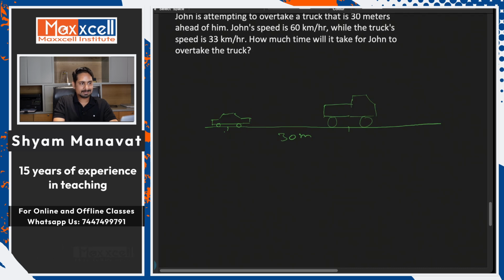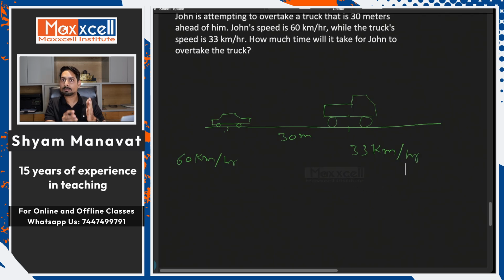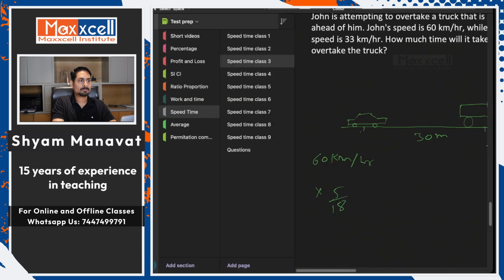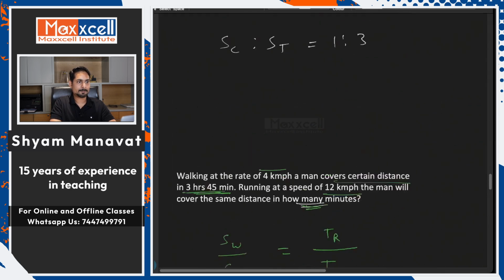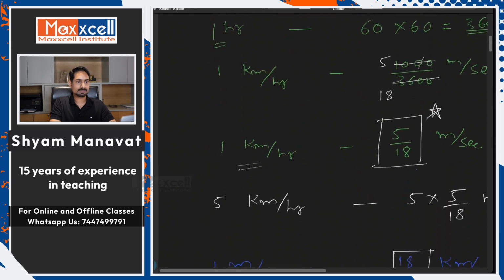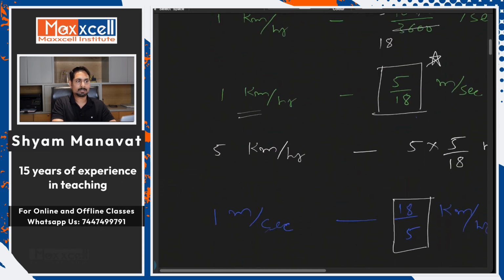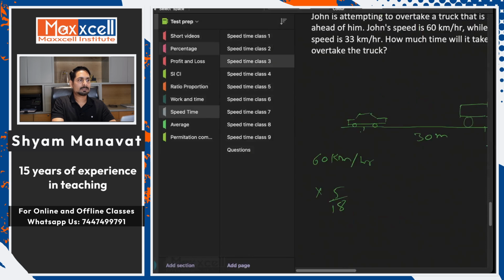Now the speed is 60 kilometers per hour for John, and here this is 33 kilometers per hour. I advise that you convert both the speeds into meters per second. Instead of converting separately and then applying the relative speed, apply the relative speed first and do the conversion at the end. You will save time. I'll show you how. If you do the conversion now, you have to multiply by 5/18. Do you remember the multiplying factor when you convert the unit? We discussed it in the first lecture, 5/18, when you convert kilometers per hour into meters per second.